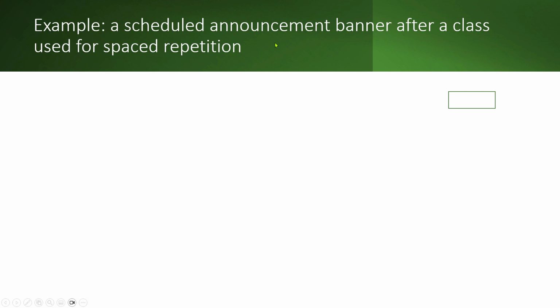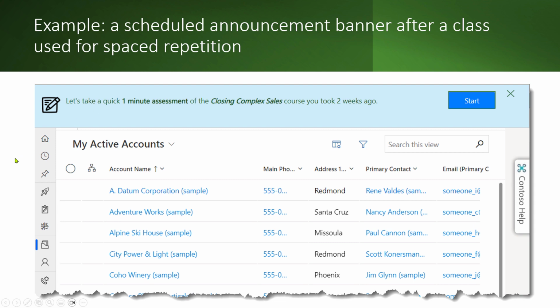So here's the example. I'm an employee and I am a salesperson working in a Dynamics 365 Sales environment. Now I'm looking at all my active accounts right here. I'm working. Automatically a banner comes up on top, this blue banner. It says, let's take a quick 1-minute assessment of the closing complex sales course you took 2 weeks ago. And after this comes up, the start button briefly blinks over here, showing this is how you get started.